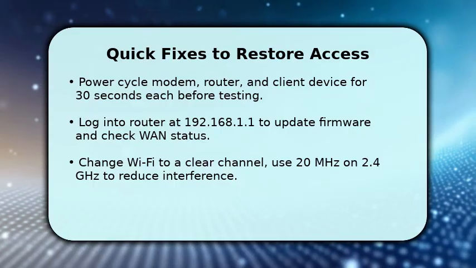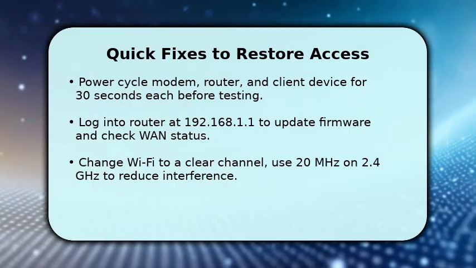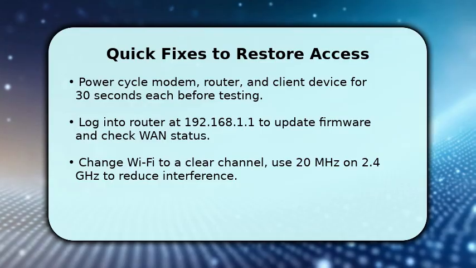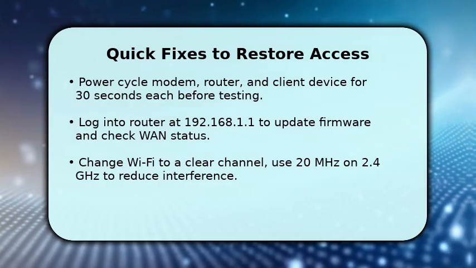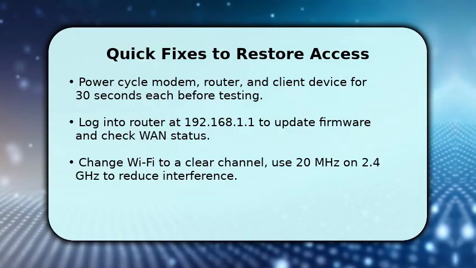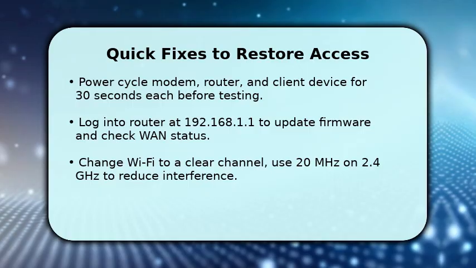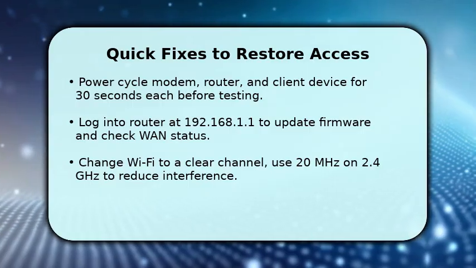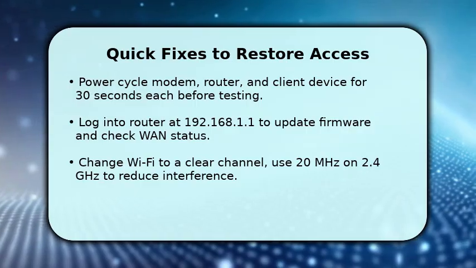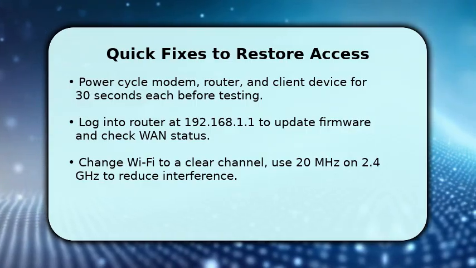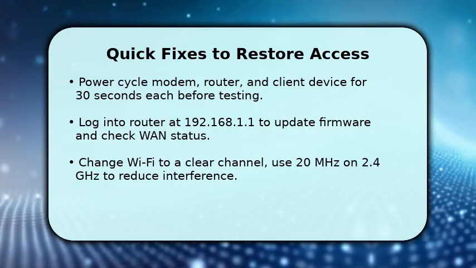Perform simple fixes in sequence to avoid unnecessary changes. Power cycle your modem, router, and client device for 30 seconds each before testing connectivity. Log into your router at 192.168.1.1 and check the WAN status for errors or missing IPs. Update router firmware if an update is available, then reboot the router again.